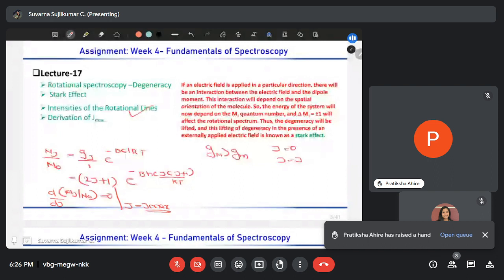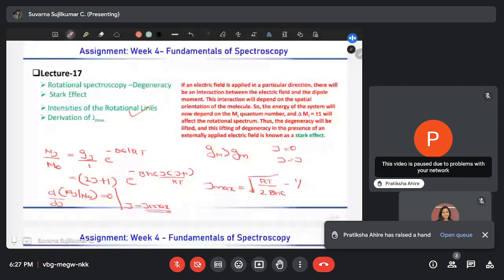If you do this differentiation, you will get a mathematical expression for the j max, which is given by j max is equal to root of kT divided by 2Bhc, minus 1 by 2. Okay.